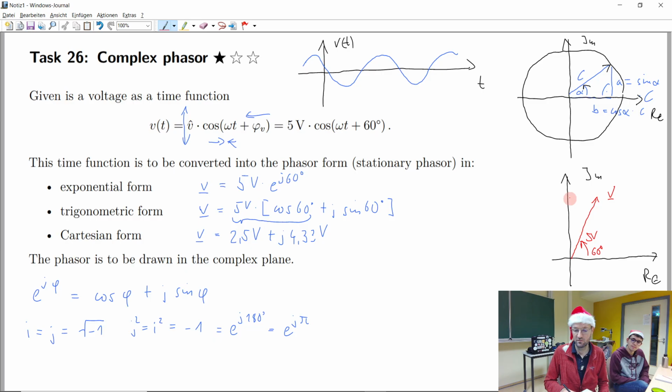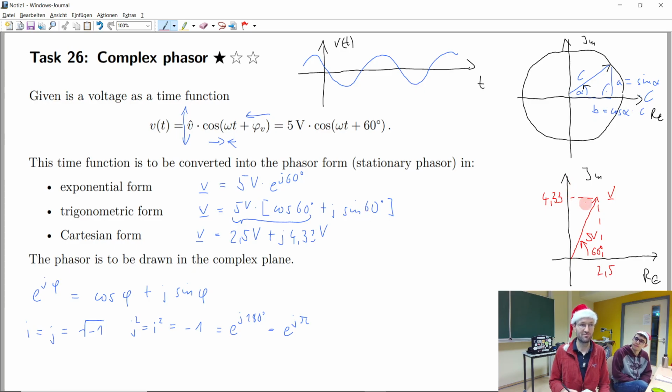And so then this here is 4.33. And here this position is 2.5. This is also one nice thing about these phasors, that if you don't know how to calculate cosine and sine functions, you could also just draw it.